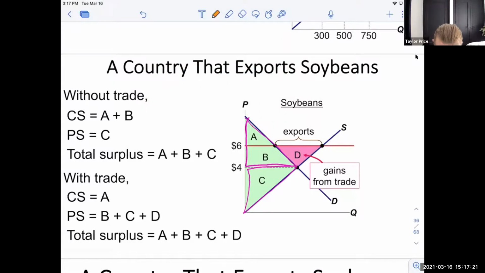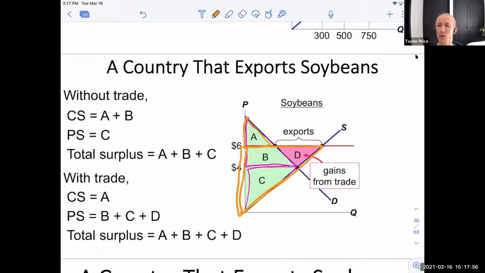So with trade, consumers now only get A. So consumers are actually worse off, which is kind of weird. But producers are better off because they have B, C, and this new chunk here, D, that is a gain from trade. So our total surplus is increased and producers are getting a greater surplus, even though in this example, consumers are actually getting less surplus than they did without trade.